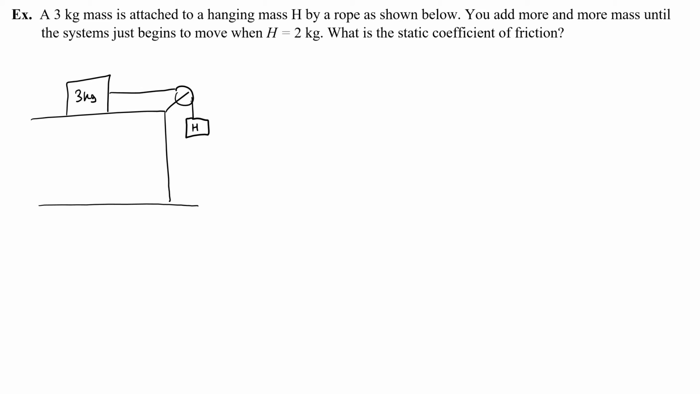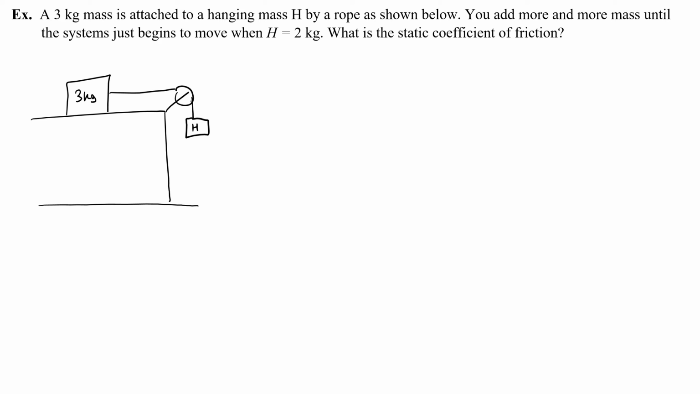In this video, we're going to take a look at modified Atwood's machine problems with friction. Let's start with this one. A 3 kilogram mass is attached to a hanging mass H by a rope as shown below. You add more and more mass until the system just begins to move when H is equal to 2 kilograms. What is the static coefficient of friction?